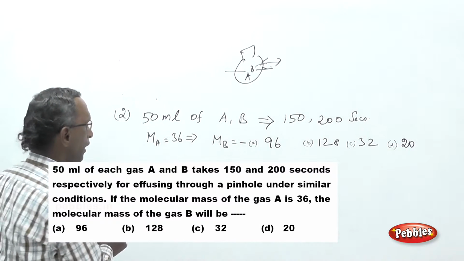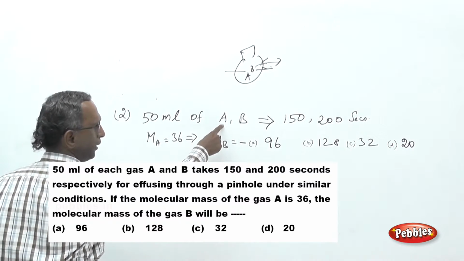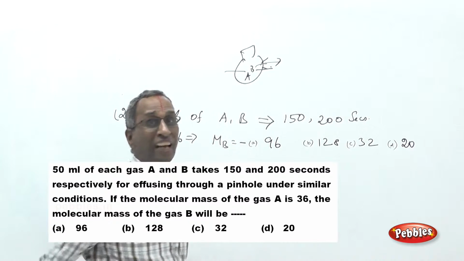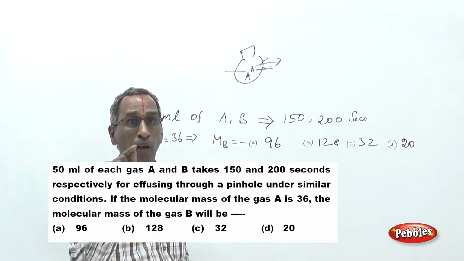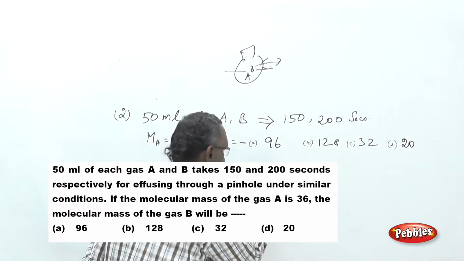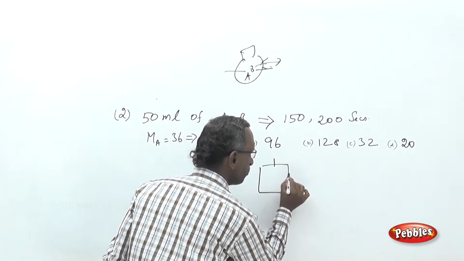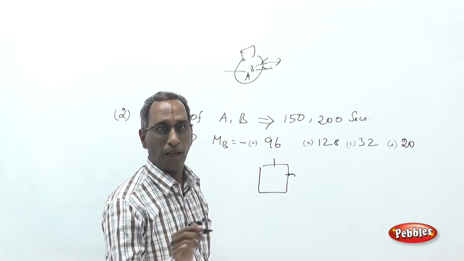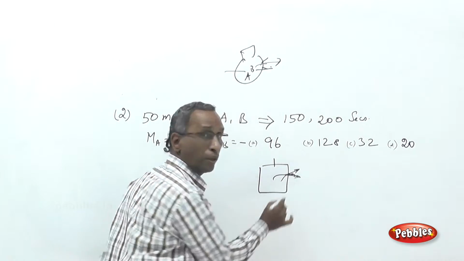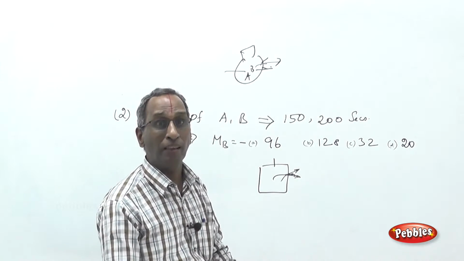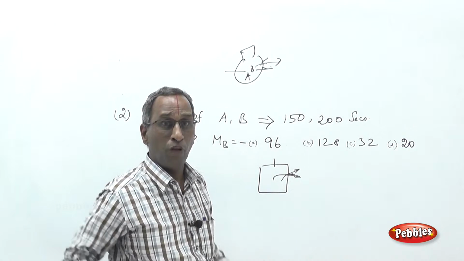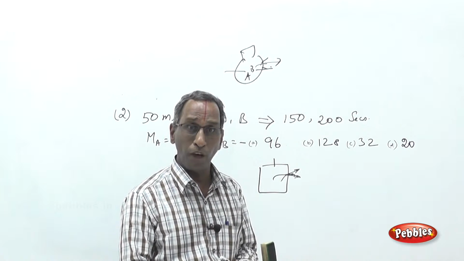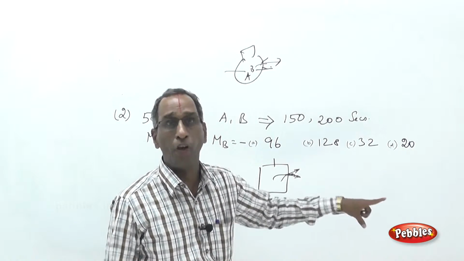The question reads: 50 ml of two gases A and B take 150 seconds and 200 seconds respectively to pass through a hole provided in the container. So we have a container like a cylinder with a small hole kept here. Definitely gas molecules will escape, all of them, but the rate of their escaping is different. Heavier molecules will move slowly, lighter molecules will move fast, and affinity towards the atmosphere also makes them move fast. There are a variety of factors.